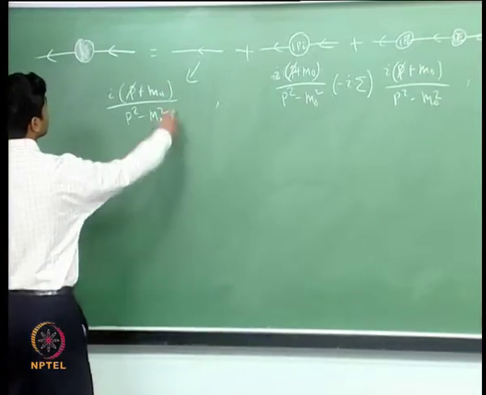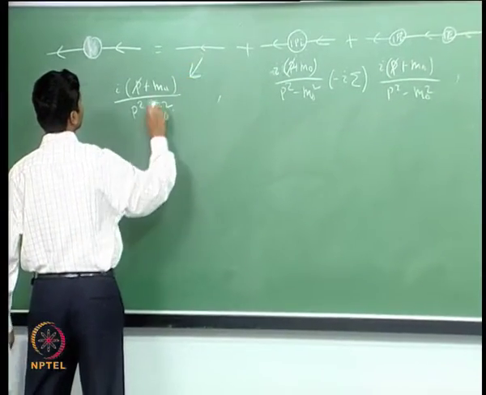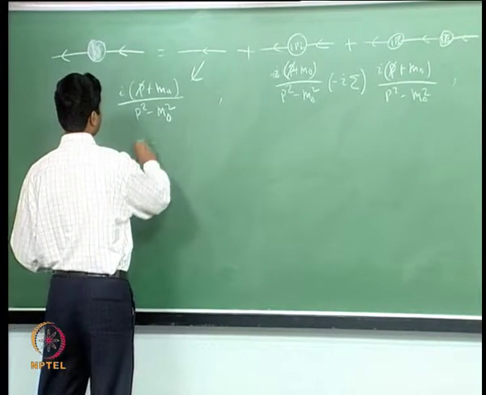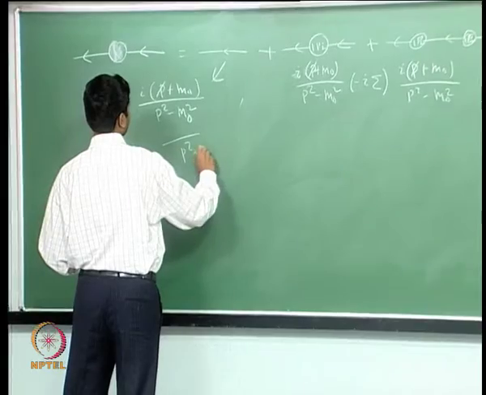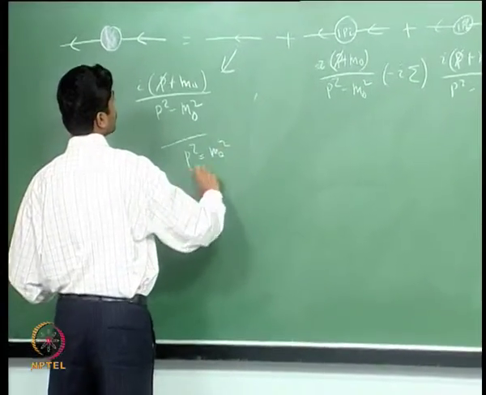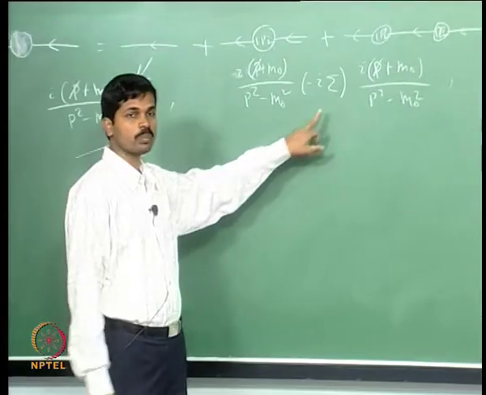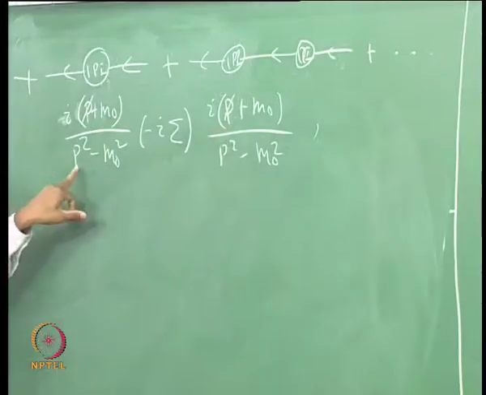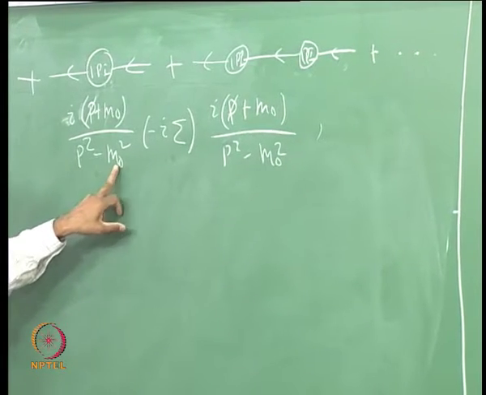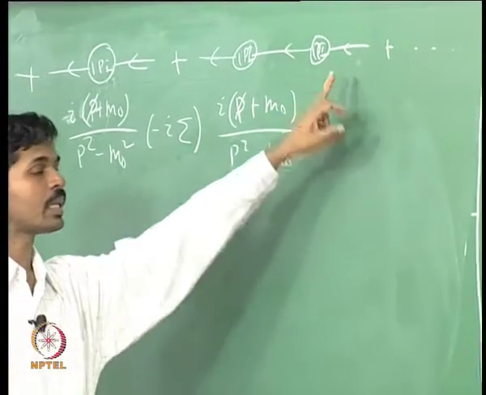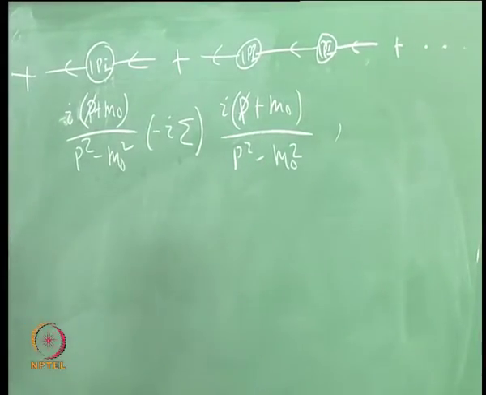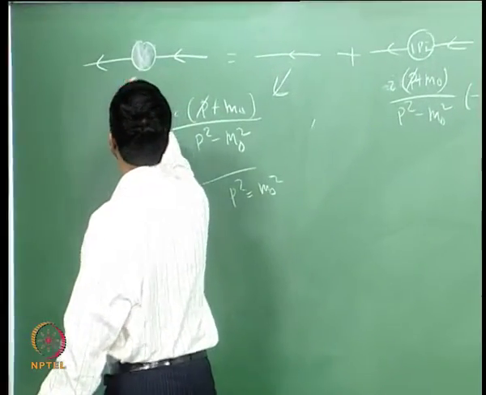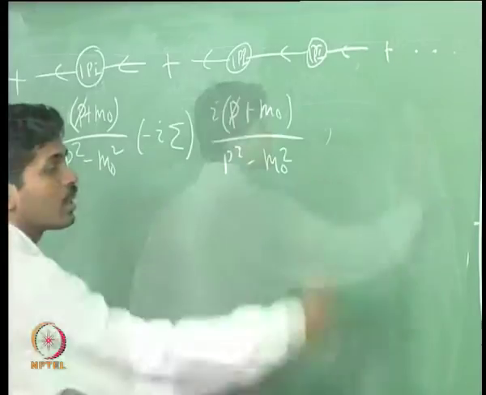You can see that the tree level term has a single pole at p squared equal to m0 squared. This term has a double pole at p squared equal to m0 squared, because it contains 1 over (p squared minus m0 squared) whole squared. Similarly, this will have a triple pole and so on. So the full propagator will involve higher order poles of all powers.